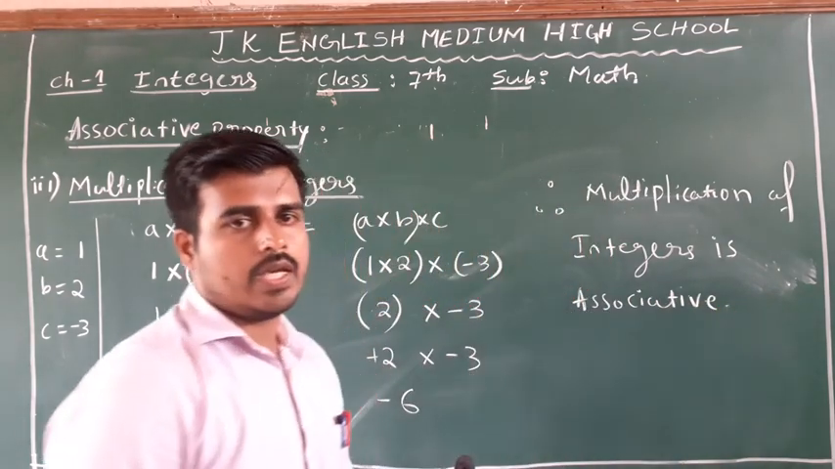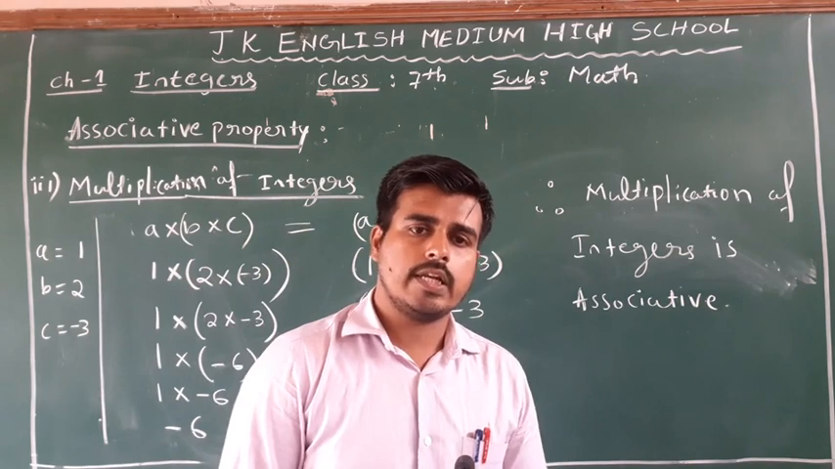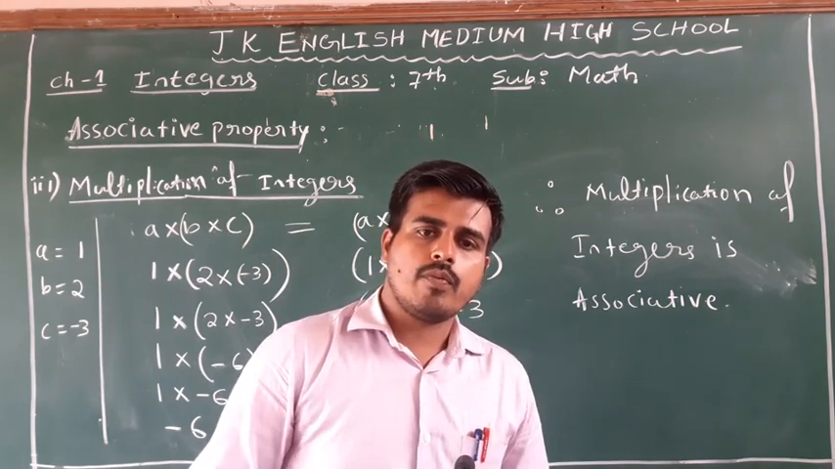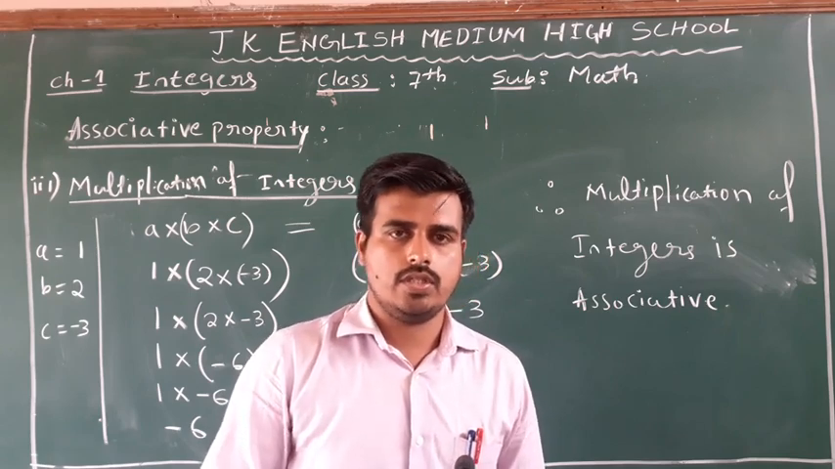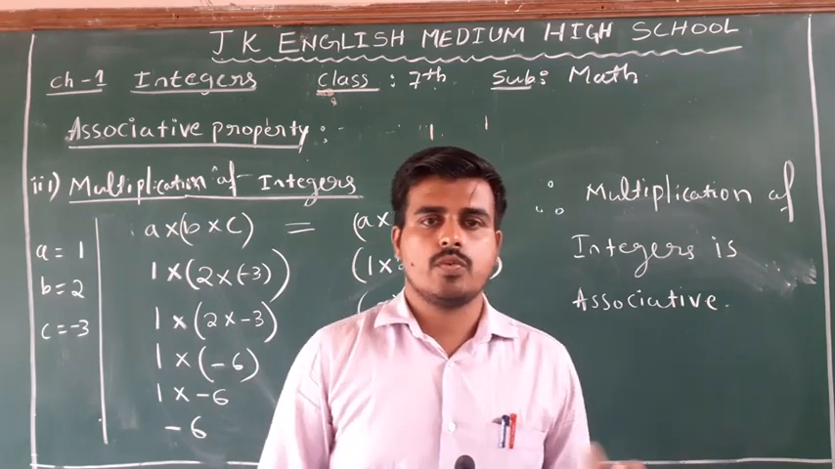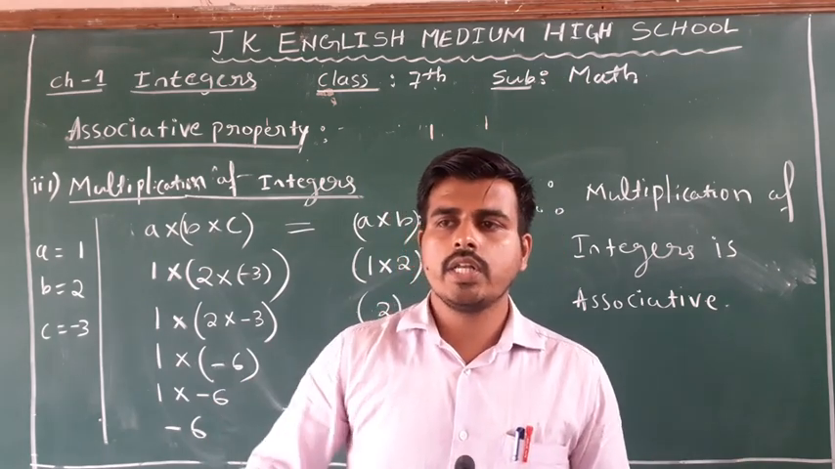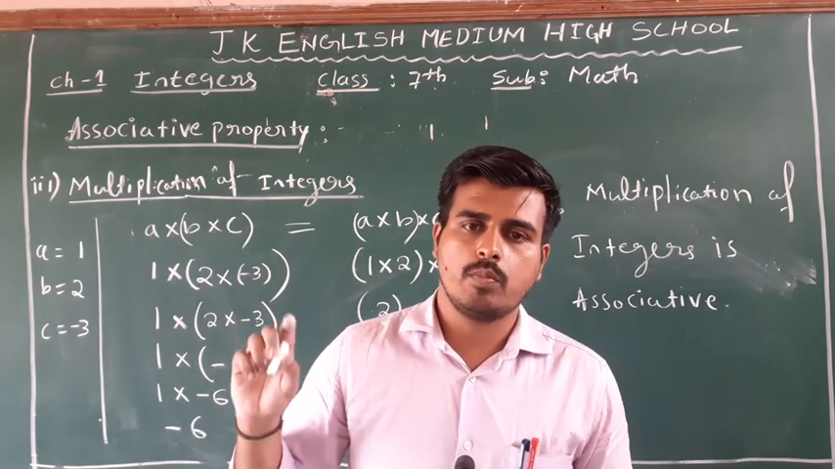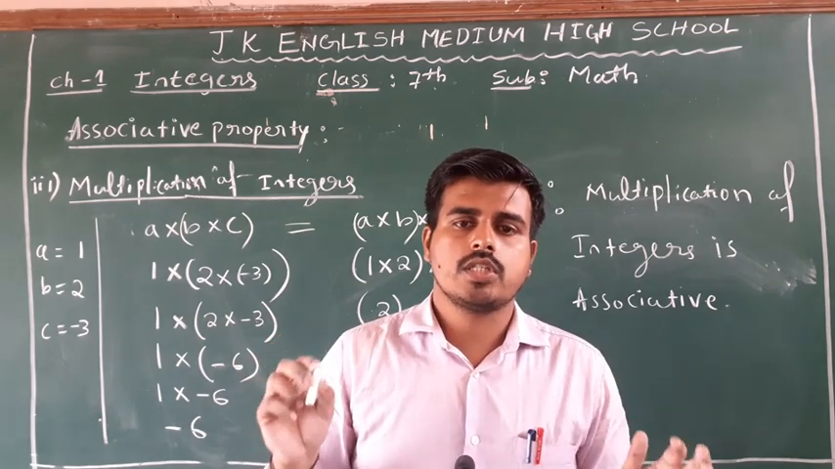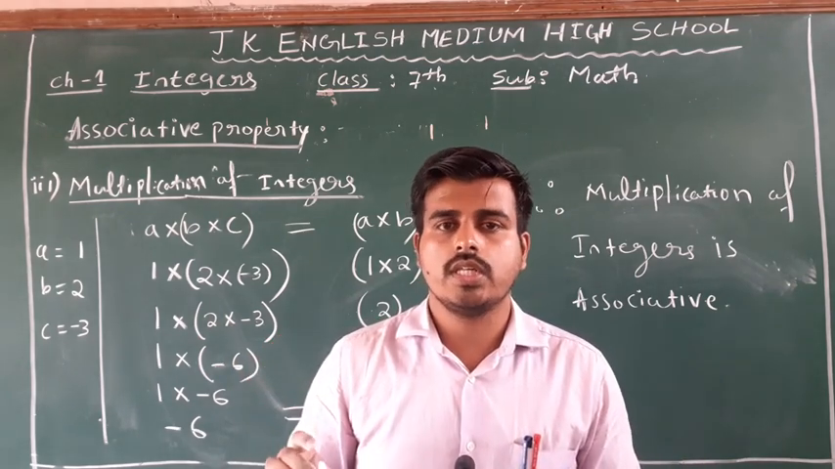Associative. So when you are multiplying any three integers or more than three integers, you can make any group of your choice, and the answer will not change. For example, if you are multiplying 100 integers, suppose 1 into 2 into 3 into minus 3 into minus 5, continuous, a very lengthy problem is there. So what you can do, you can make small groups, two groups, so it will not change the answer.